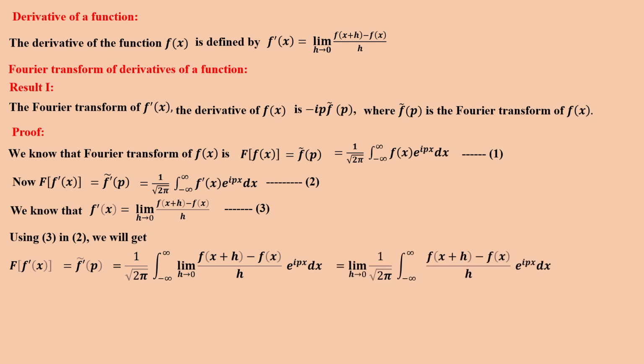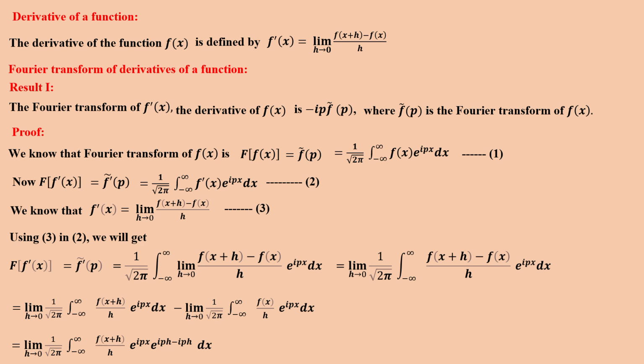Here we are taking the limit outside from the integral without loss of generality. Limit h tends to 0, 1 by root 2 pi integral minus infinity to plus infinity of f of x plus h minus f of x by h e power ipx dx. Then we split into 2 integrals. Limit h tends to 0, 1 by root 2 pi integral minus infinity to plus infinity f of x plus h by h e power ipx dx, minus limit h tends to 0, 1 by root 2 pi integral minus infinity to plus infinity f of x by h e power ipx dx.